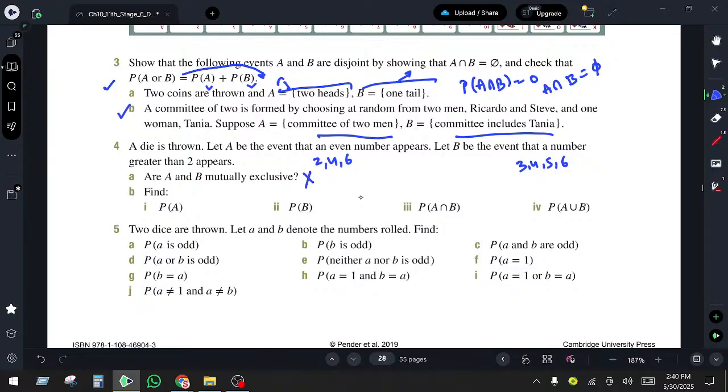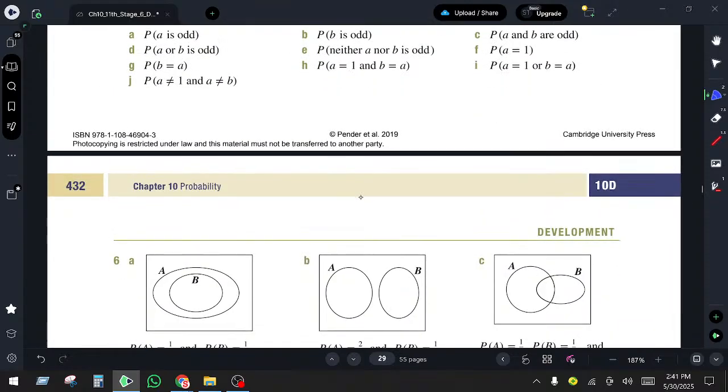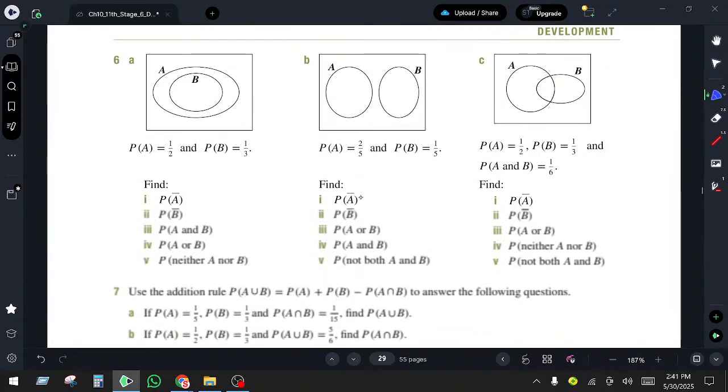Probability of A is 3 by 6, B is 4 by 6, A intersection B, 4 and 6 are common, so it is 2 by 6. A union B: 2, 3, 4, 5, 6 means it's 5 by 6. Okay. So similarly, you can get the rest also.